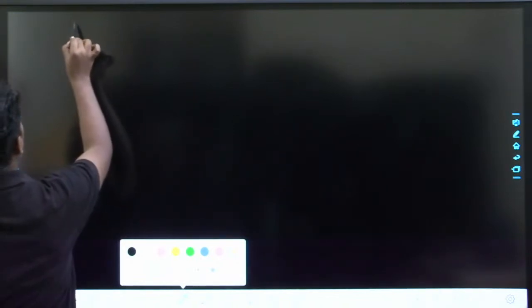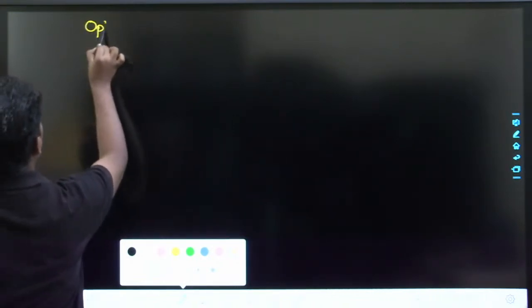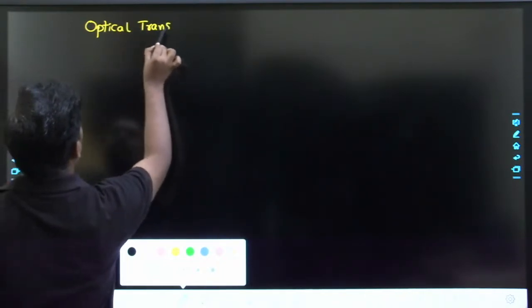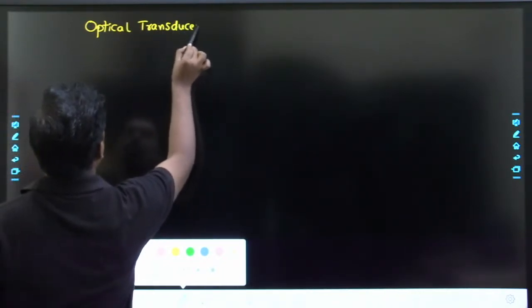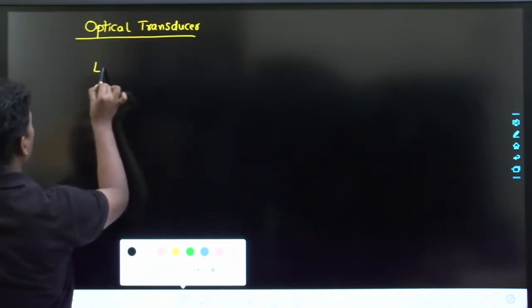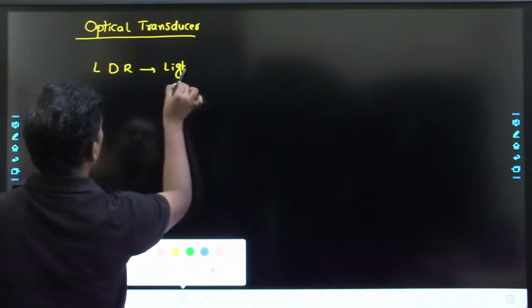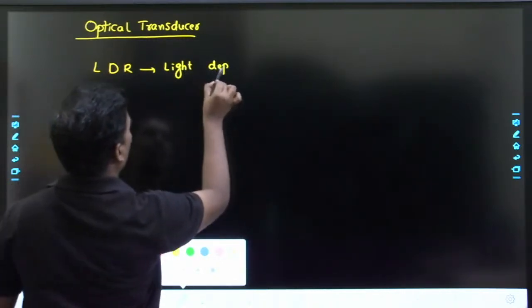So if you go for active transducers, if you go for optical transducers, the list is also important. The first one is the LDR. This LDR is light dependent resistor.